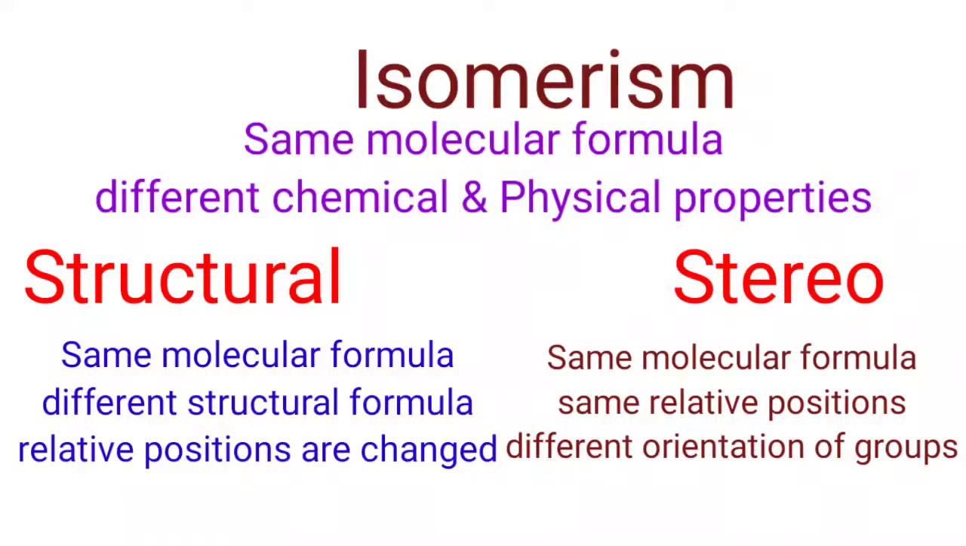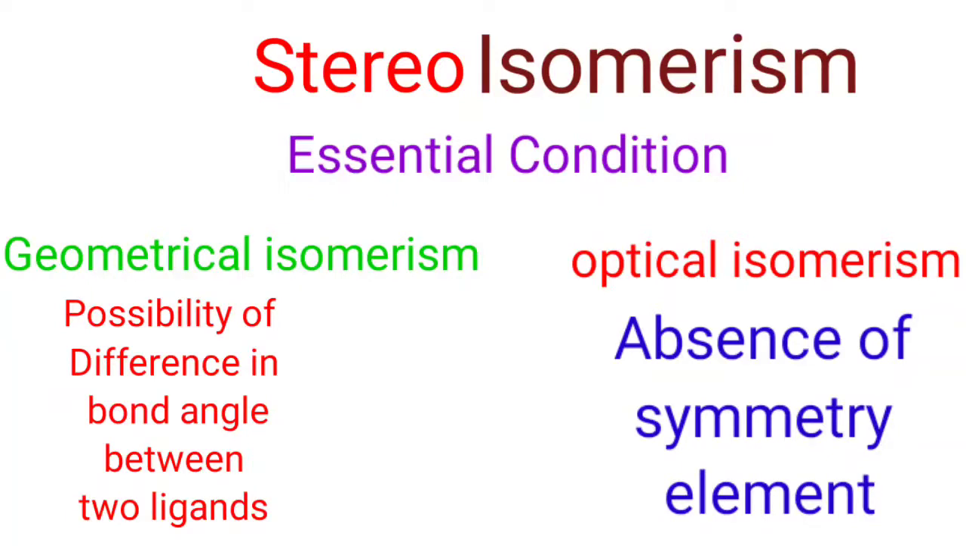Isomerism is of two types, structural and stereoisomerism. In structural isomerism, compounds have the same molecular formula but different structural formula. Different structural formula means the relative positions of different groups are changed. It is different in different compounds. In stereoisomers, the molecular formula is the same and the relative positions of groups are also the same, but the orientation of groups is different. Only the orientation or configuration of groups or atoms present in the molecule is different. Here in this lecture we are going to discuss stereoisomerism.